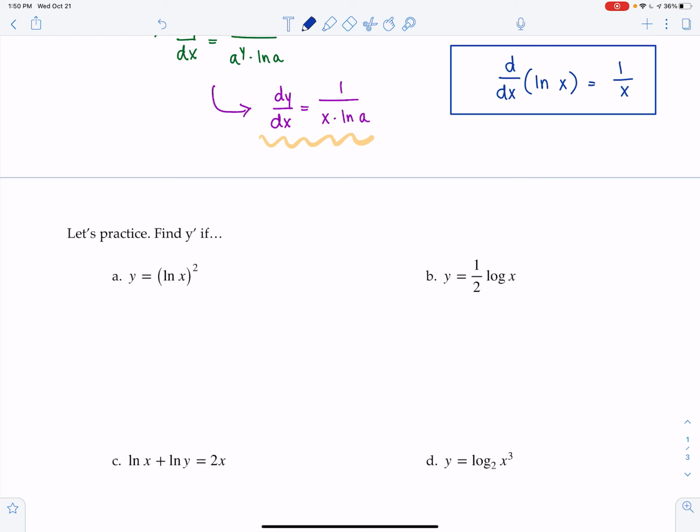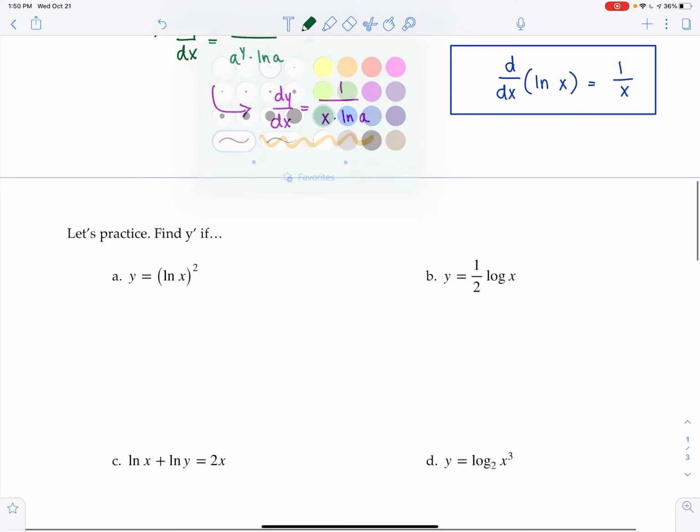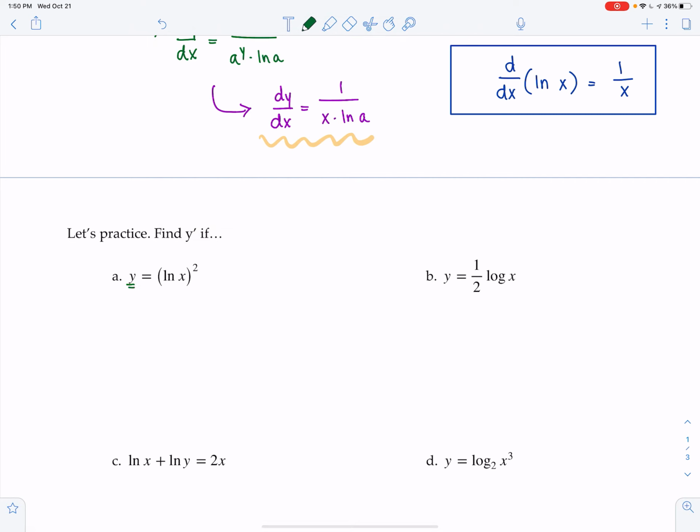And letter A is actually kind of fun because it's not just the derivative of the natural log, it's also got some chain rule and power rule attached to it. So here we go. dy over dx is equal to, this is first and foremost a power rule problem. So 2 times the natural log of x to the first power. We're not going to write that because it's just the same thing.